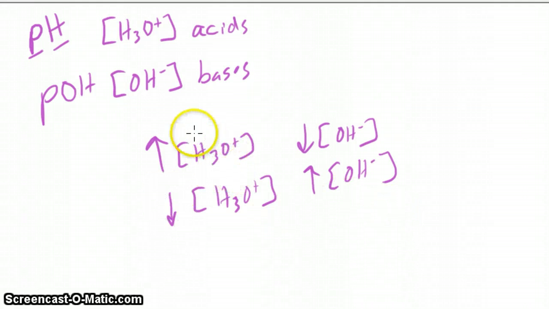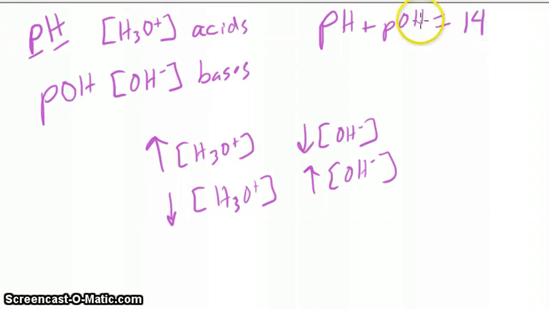So typically, with pH, we're focusing on the hydronium concentration. But since hydroxide concentration is also a part of a solution, we could also put acidity and basicity, or alkalinity, in terms of hydroxide. And so it turns out that the pH of a solution plus the pOH of a solution is equal to 14. That's always equal to 14.